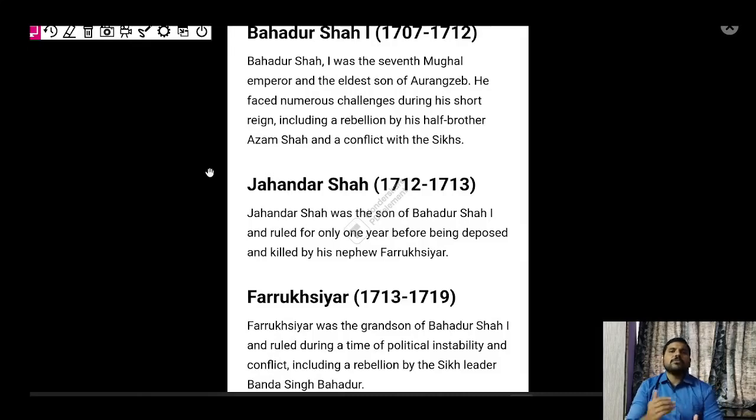These are the later Mughals. After the death of Aurangzeb, most of these Mughals ruled for a very short period and they were not very strong rulers. Bahadur Shah, Jahandar Shah, Farrukhsiyar. If you observe Farrukhsiyar, he persecuted Banda Singh Bahadur. That is one thing which you have to remember. Farrukhsiyar is famous for persecuting Banda Singh Bahadur.